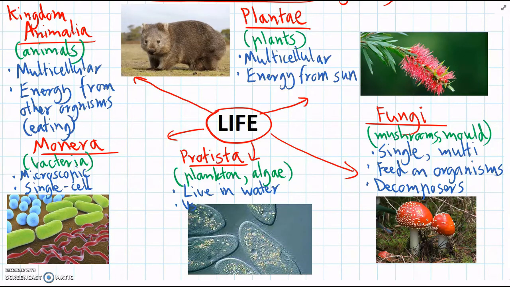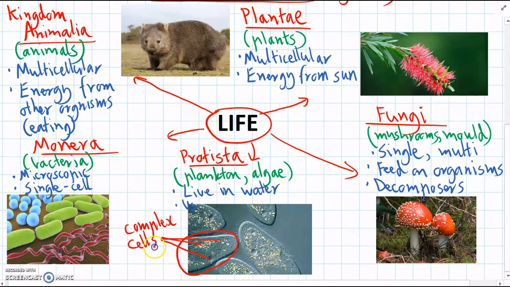So the bacteria and the protists look quite similar. They're usually microscopic, but looking back at the protists here, we can see lots of smaller features inside their cells. So we can say that the protists have complex cells, whereas the bacteria are much more simple. They're the simplest type of life that we know.